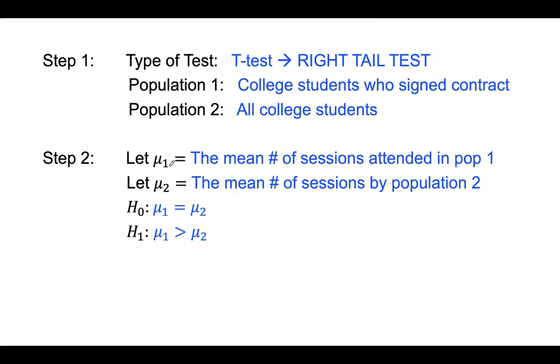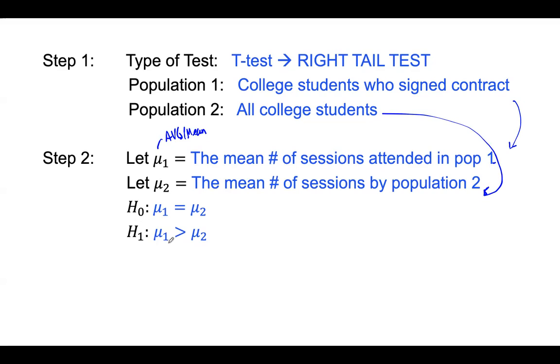So we could let mu, our average, remember this is our average or a mean, be equal to the mean number of sessions attended by population 1, which is those who signed the contract. Mu2 is the number of sessions attended by the population, so all those students. So we set up our hypothesis. Our null hypothesis is that they're the same.